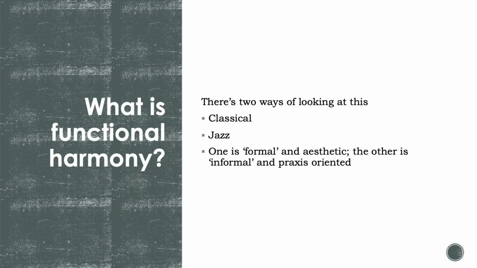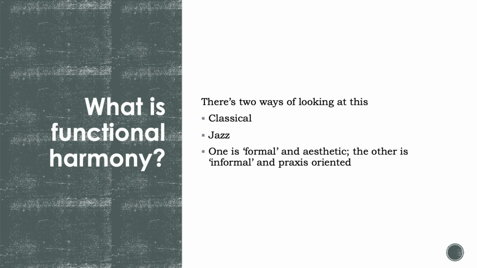Having addressed that, if you just switch the video off now, you'll have had the basic crux of what I'm talking about. There's basically two ways of looking at what I think of as functional harmony, and one is the classical way and one is the jazz way. And I'm going to go into a little bit of depth into why they differ and how. The why is quite interesting.